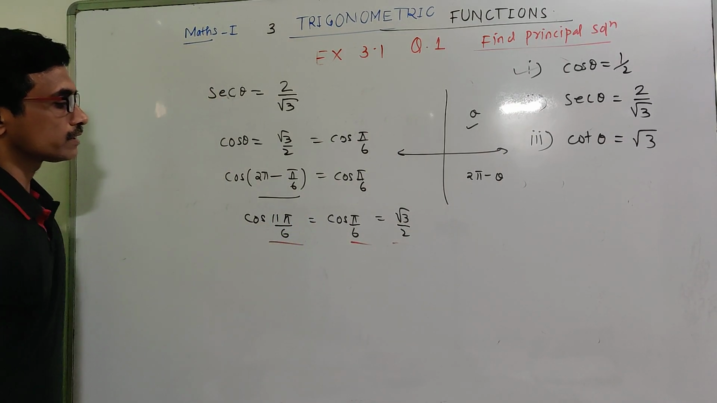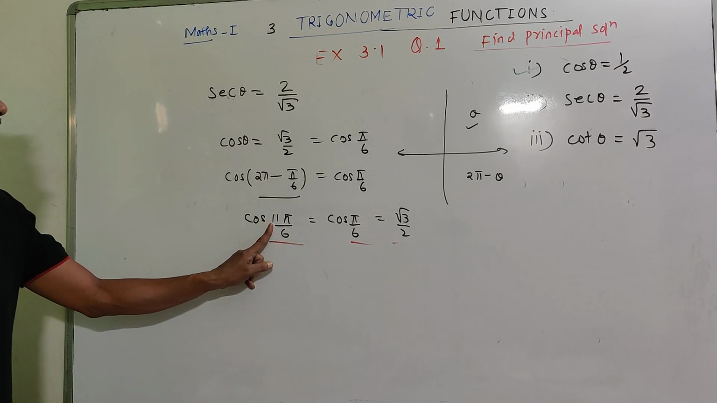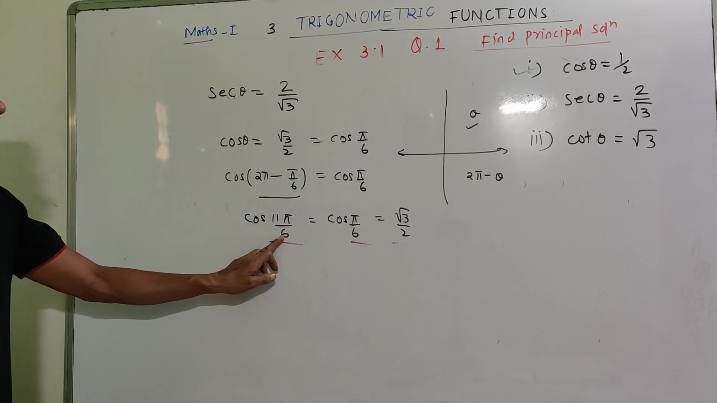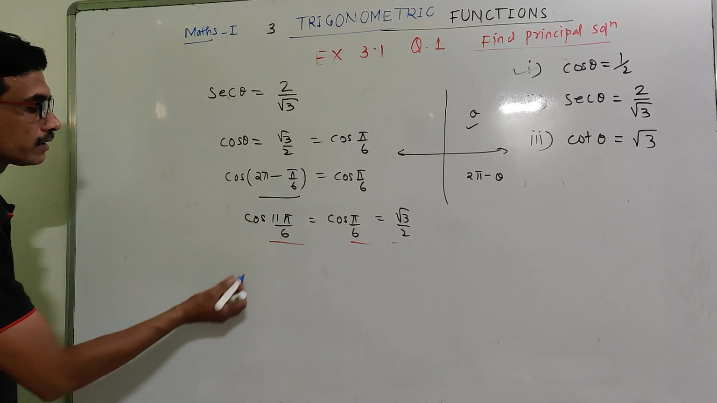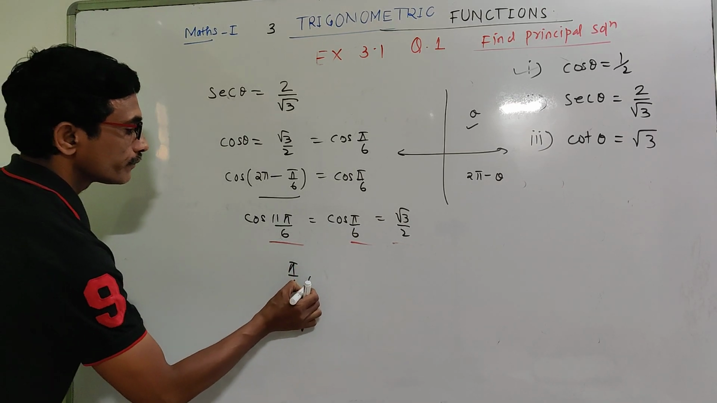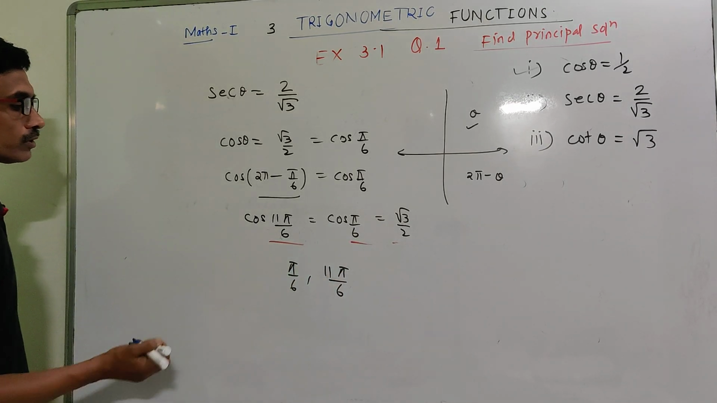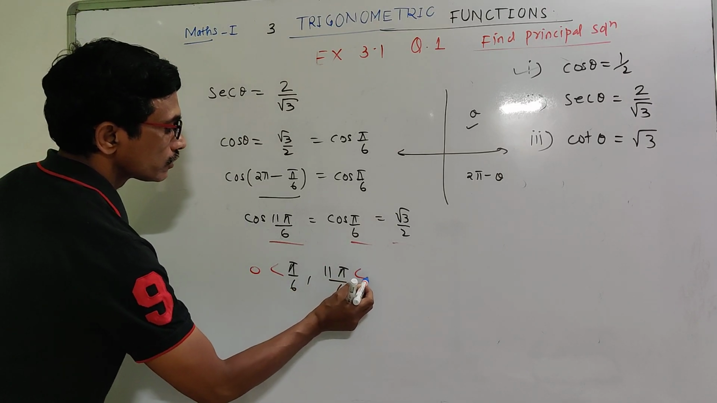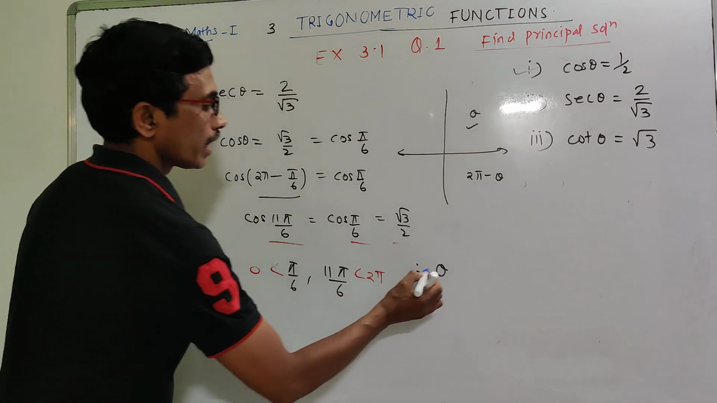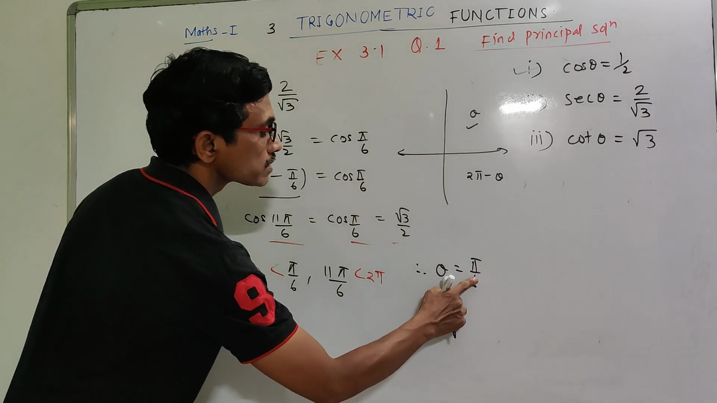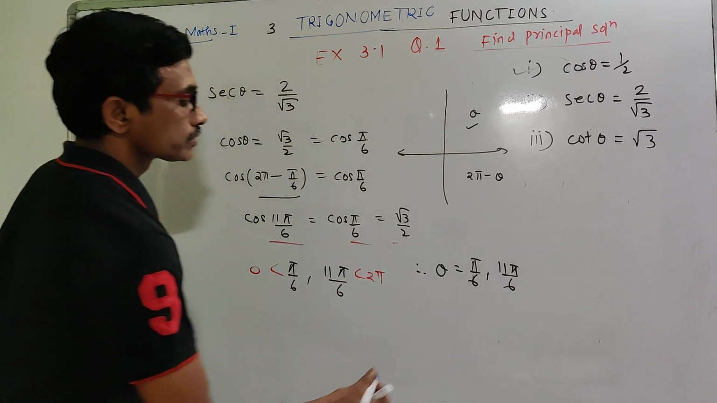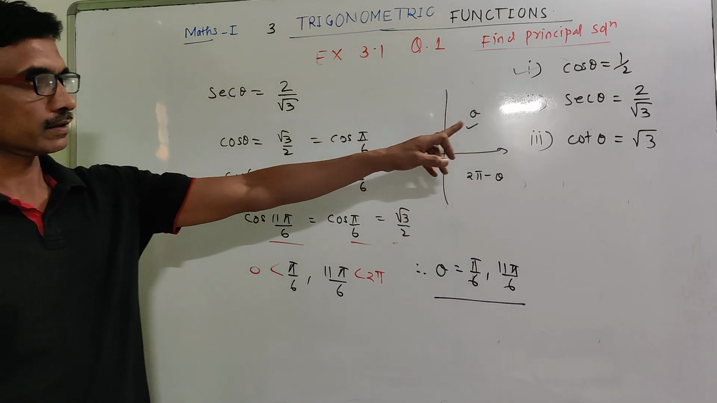Both values lie in, see, this will be 330 degrees. If we multiply by 30, pi by 6 is 30 degrees, so it is 11 into 30, 330 degrees. So therefore theta is equal to pi by 6 and 11 pi by 6. Both values lie in 0 to 2 pi. Therefore theta is equal to pi by 6 and 11 pi by 6. So these are the principal solutions of this trigonometric equation.